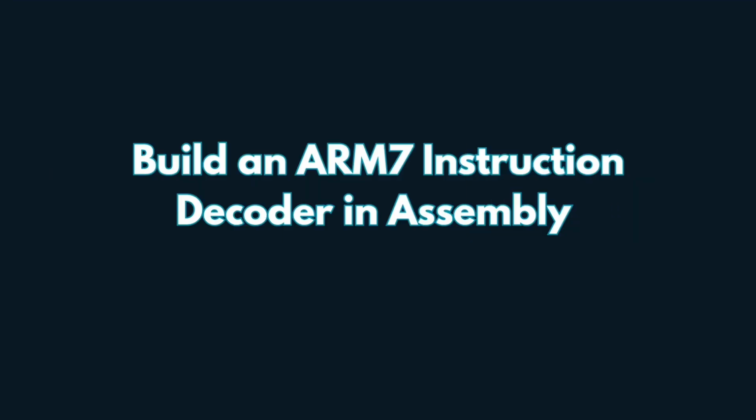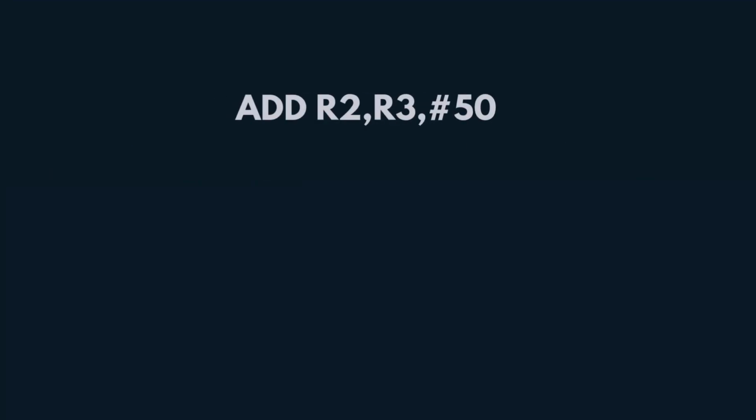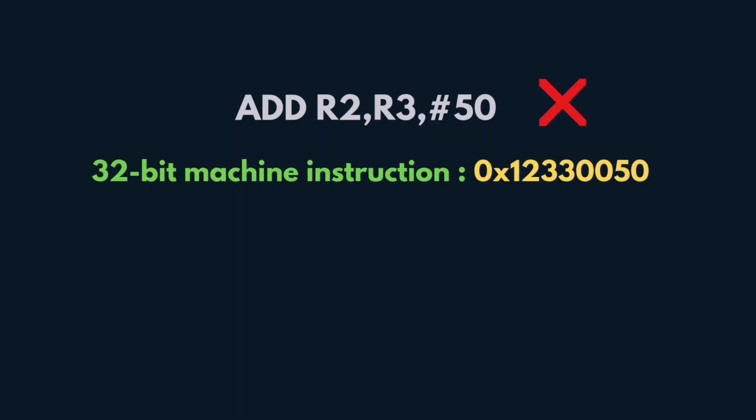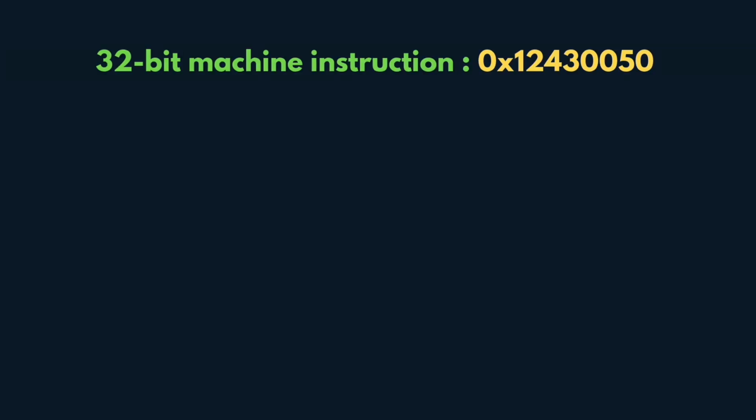Hello everyone. When you write an ARM instruction like this, it looks like the processor directly understands add R2 and R3. But that is not what actually happens. The CPU does not receive assembly instructions. It receives a 32-bit machine instruction made of bits. For example, consider this 32-bit value.